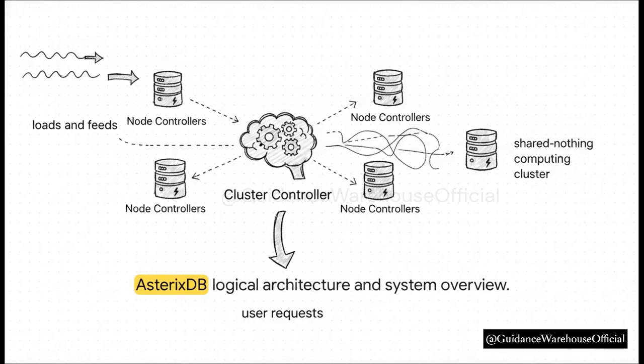So taking a high-level look at the architecture, you can see data continuously entering through data loads and feeds on the left side. The cluster controller right there acts as the brain. It's the logical entry point for all your user requests. It then takes those tasks and distributes them down to the node controllers, which harness the massive aggregate processing power of a shared-nothing commodity computing cluster.